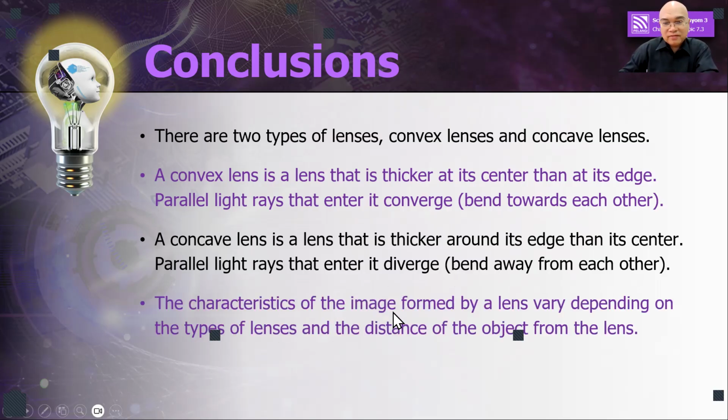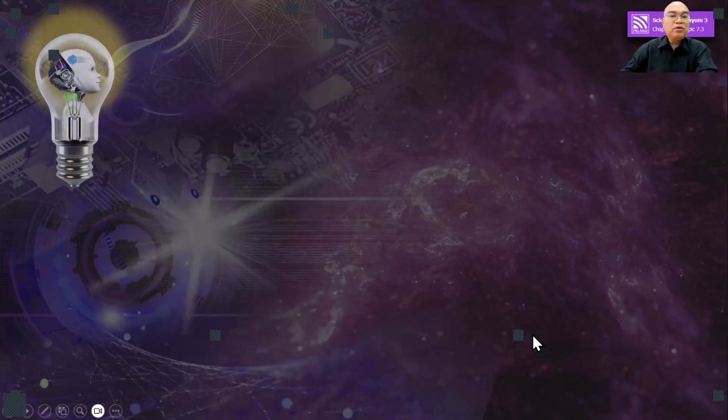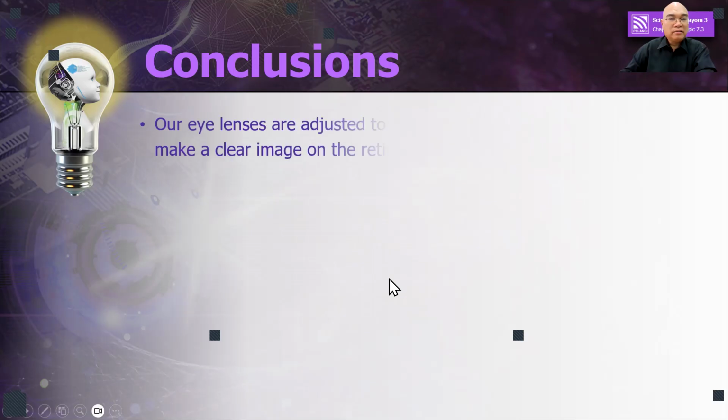The characteristics of the image formed by a lens vary depending on the types of lenses and the distance of the object from the lens. I wanted to work on this part.